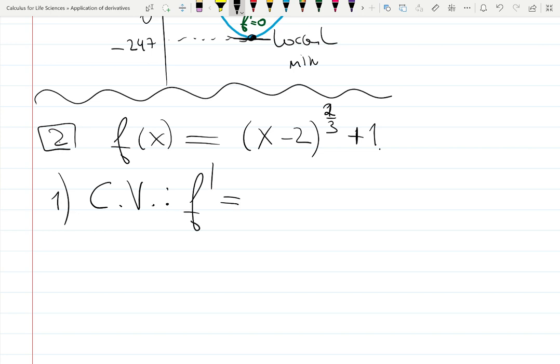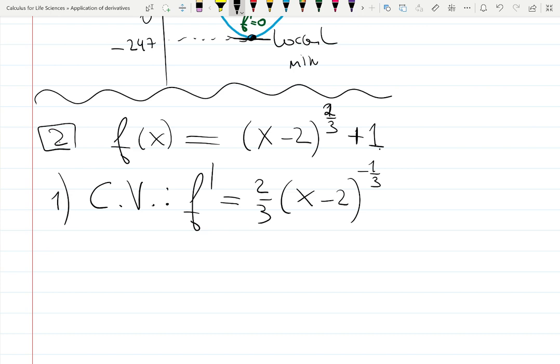Who was not too bad at the first exam and remembers chain rule? How do we do that? Who knows? Tell me. What is the derivative of this? You guys should know, we just took the test. 2/3 x minus 2 to the negative 1/3. Negative 1/3 times the derivative of the function inside, but by good luck, it's just 1. Good job. And plus 1 gives you 0, right?